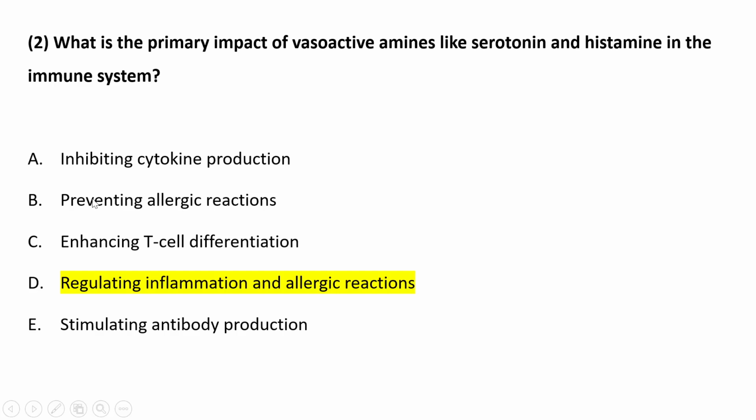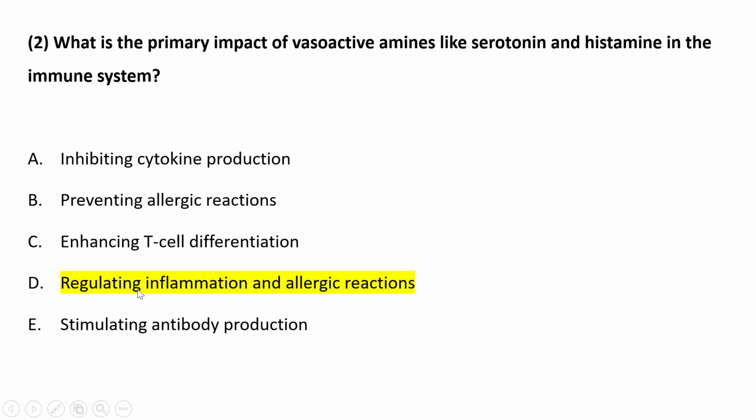And the second option is preventing allergic reaction. So no, histamines are responsible for causing the allergic reaction. They are not preventing, but triggering the allergic reaction. So this is also a wrong option. The next option is enhancing T cell differentiation. T cell differentiation is mainly regulated by cytokines like interleukins, some of the interleukins like interleukin 2 and 4, but not by vasoactive amines. Here we are discussing the role of vasoactive amines like serotonin and histamines, so they do not have any direct role in T cell differentiation.